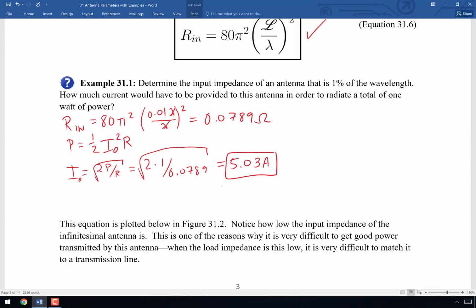Now, if you think 5 amps seems like a lot, yeah, it is. Antennas take 5 amps all the time. That's not a problem, but they should be able to deliver a lot of power for 5 amps. This one's delivering only 1 watt of power. It would be like if your cell phone were using 5 amps to drive the antenna. That's just not going to work.